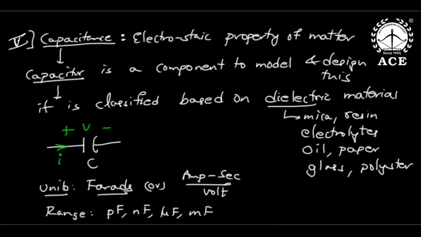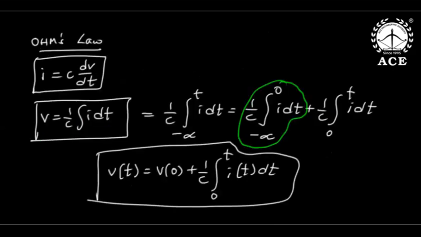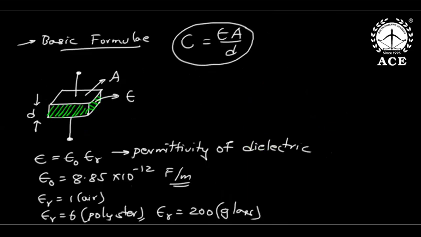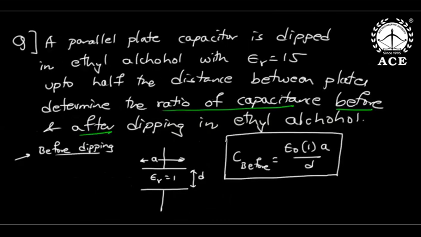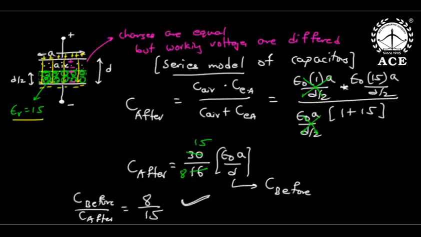Then capacitance. Capacitance represents the electrostatic property of matter, classified based on the dielectric materials. Symbol, units, range. Ohm's law for any signal. Then basic formula, parallel plate capacitor. And then passive RC filters, phase shifting, pulse and digital circuits. This is where you will find capacitor applications. Then I gave an interesting example that this parallel plate capacitor is dipped in ethyl alcohol up to half the distance between the plates. Then this is like 2 series capacitors where charge density is uniform but working voltages are different. So series model, so C1, C2 by C1 plus C2.